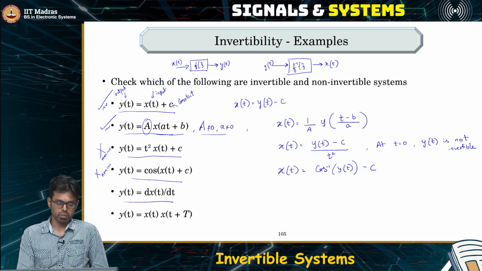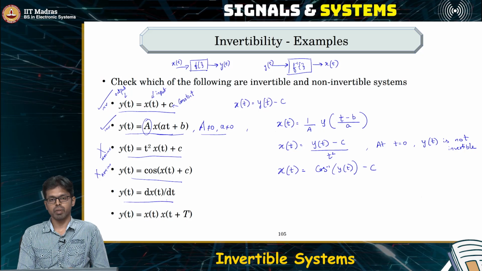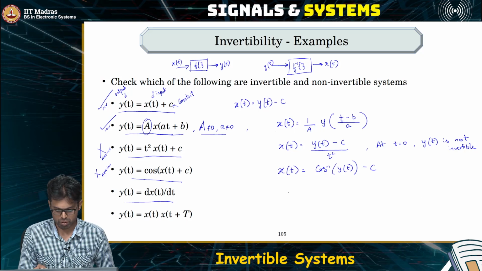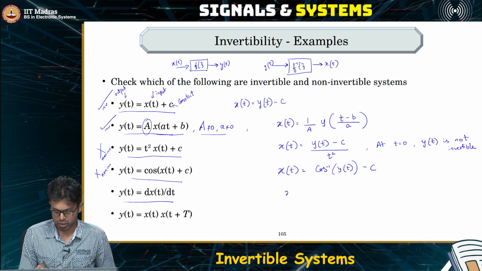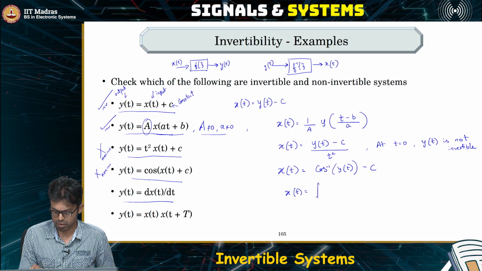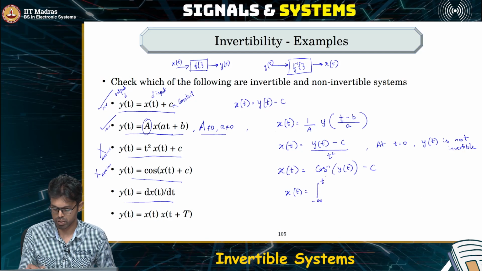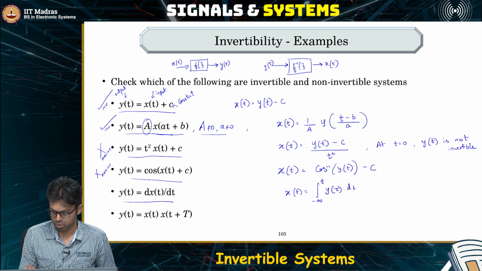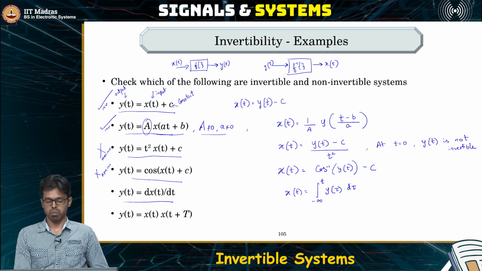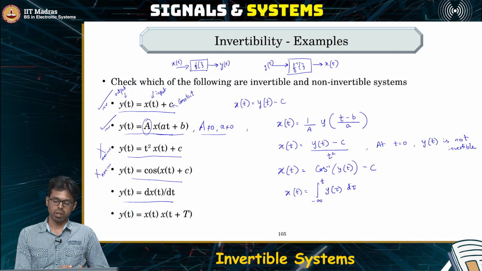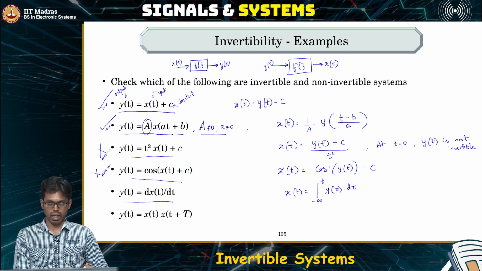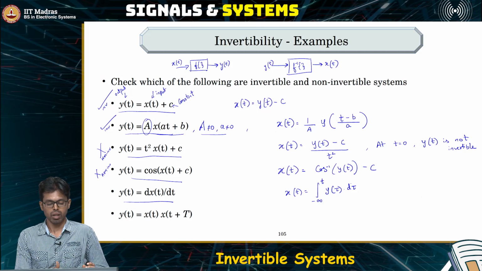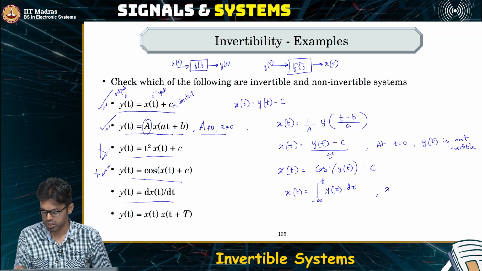Now what about this system? It looks like derivative is an invertible system. It looks like you can just integrate. So what if you try to compute x of t as something like the integral from minus infinity to t of y of tau d tau? You basically integrate the signal that is given to you till the point time t. If you do this, can you actually recover it back? It looks like it is possible, but actually it is not. Why? What if x of t is a constant?